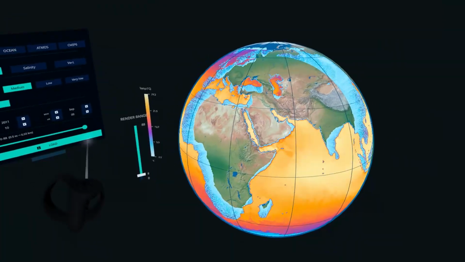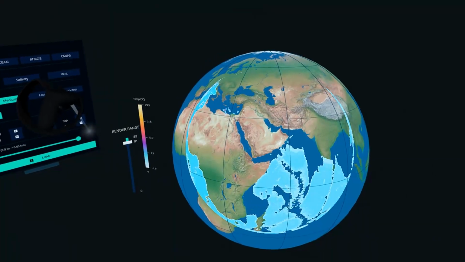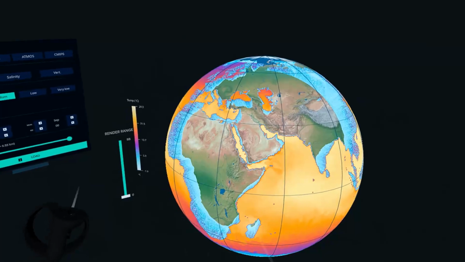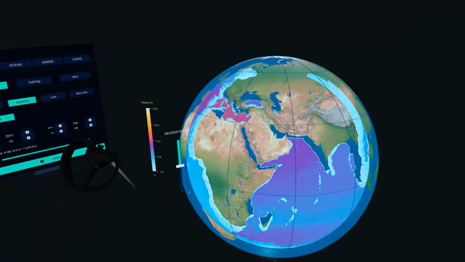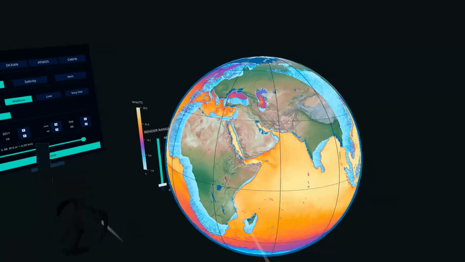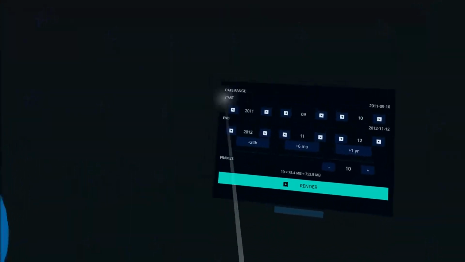So if I go down, I hold it and I lift my wrist, it'll go deeper in range. If I go lower in my wrist, it'll go higher in range. So this way we can explore the whole globe at the same time while moving or changing or adapting the surface. On this side, we have the date range.